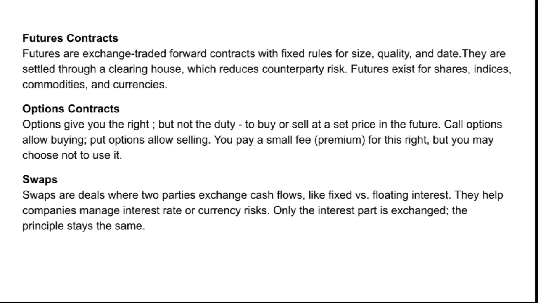Next is swaps. Swaps basically deal with two parties exchanging cash flows like fixed or floating interest. They help companies to manage interest rate or currency risk. Only the interest is exchanged, the principal stays the same. So it usually is not very common among retail investors. It's between companies where swaps happen, where they can basically exchange the interest rates, whether fixed or floating, and it's basically done to manage their interest rate or currency risk.